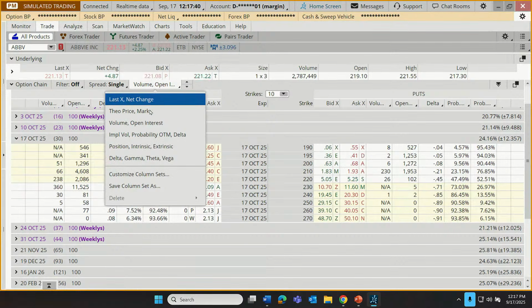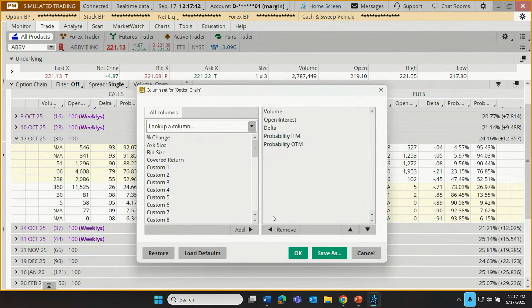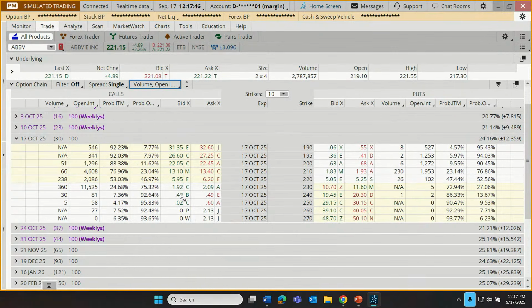Let's pop up here again. Customize this column set. Let's just remove that delta for now. There we go. That way we can just focus on probability in the money versus probability out of the money. So we can look at those two strikes again. We can see there's about a 77% probability of in the money.